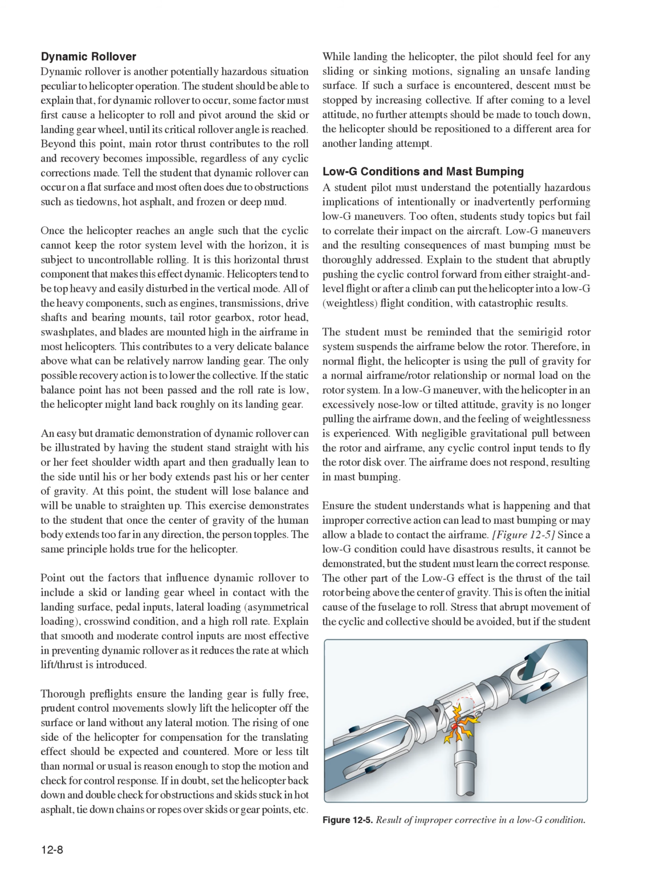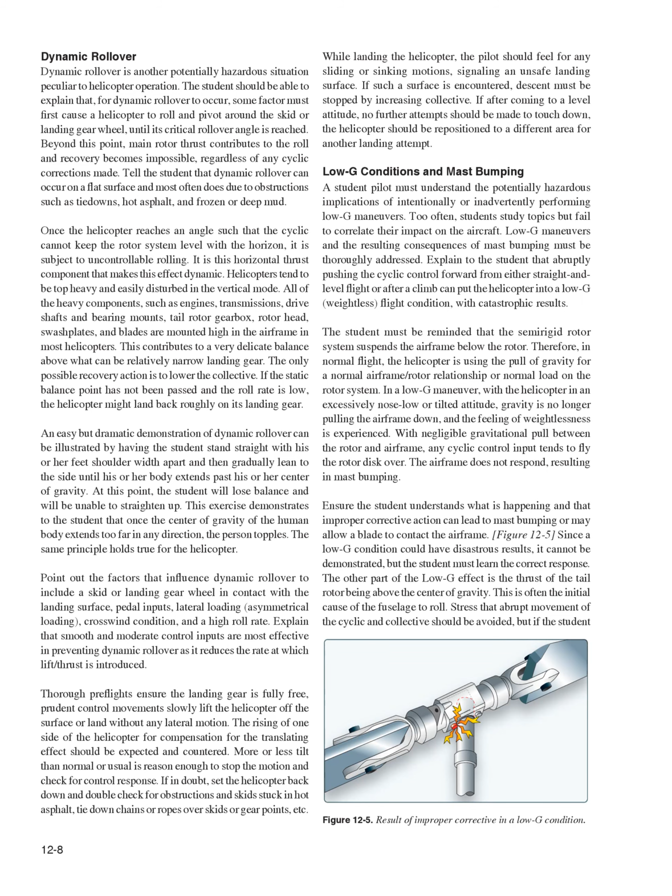Point out the factors that influence dynamic rollover to include a skid or landing gear wheel in contact with the landing surface, pedal inputs, lateral loading, asymmetrical loading, crosswind condition, and a high roll rate. Explain that smooth and moderate control inputs are most effective in preventing dynamic rollover as it reduces the rate at which lift/thrust is introduced. Thorough pre-flights ensure the landing gear is fully free. Prudent control movements slowly lift the helicopter off the surface or land without any lateral motion.